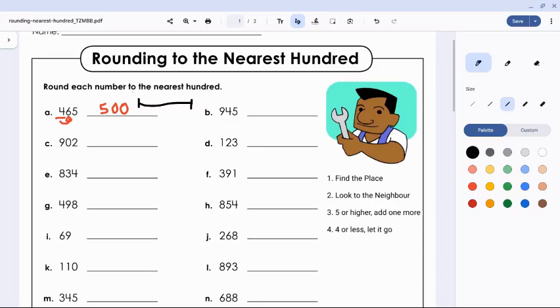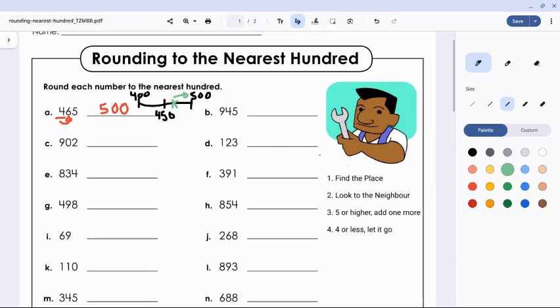We're going to say the hundreds that 465 is in between would be 400 and 500. We know the midway point between 400 and 500 is 450. Just like 45 is halfway between 40 and 50, 450 would be halfway between 400 and 500. And if I was going to put 465 on the number line, it would be somewhere over here on this side of 450, which makes it closer to 500.